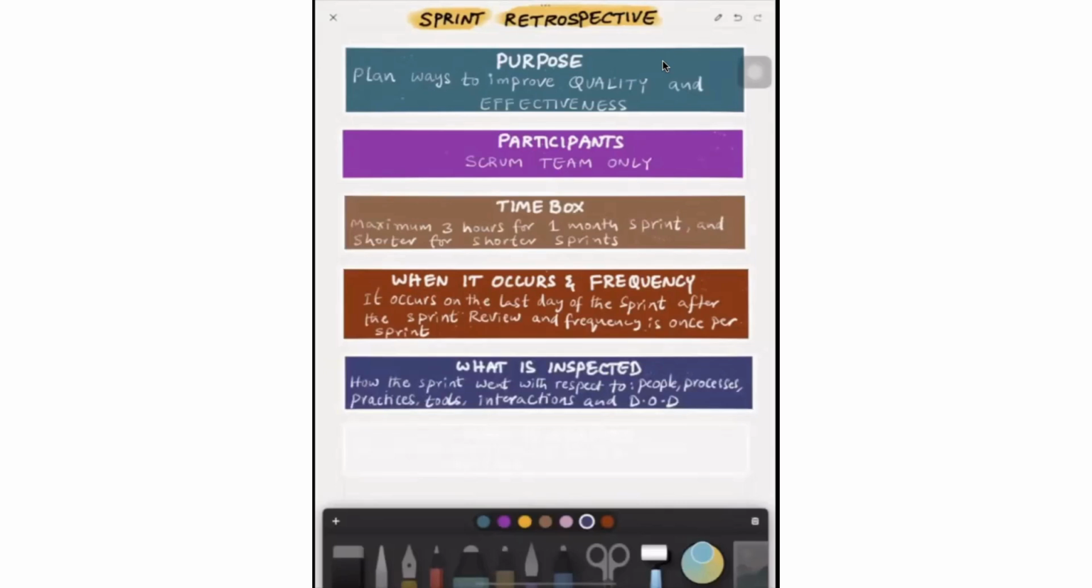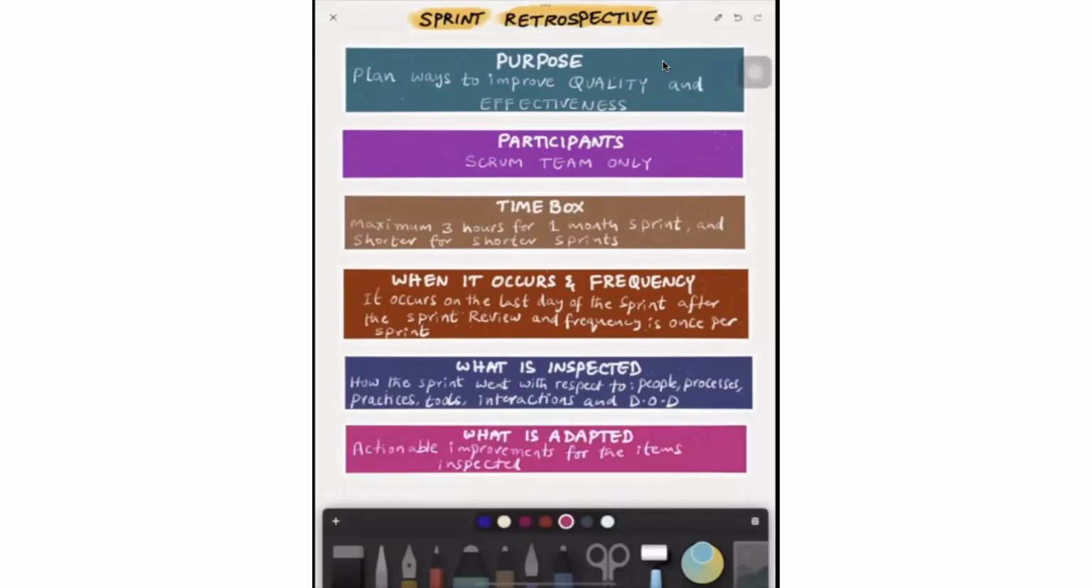Then what is inspected in the retrospective? So how the sprint went with respect to people. People means the team members, the product owner, developer, scrum master. And the processes, what processes they have used to execute the sprint work, and what practices they have used, what tools they have used, and interactions within the team, and the current state of definition of done. These are the inspection areas.